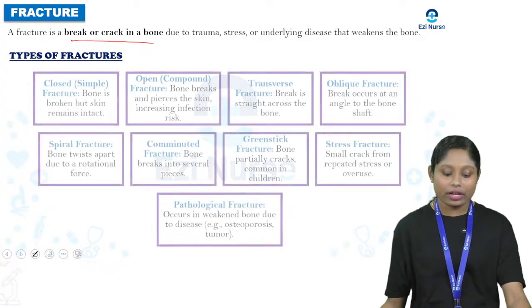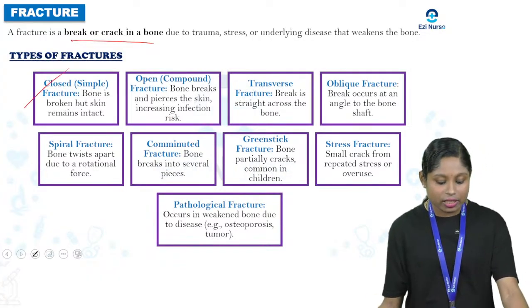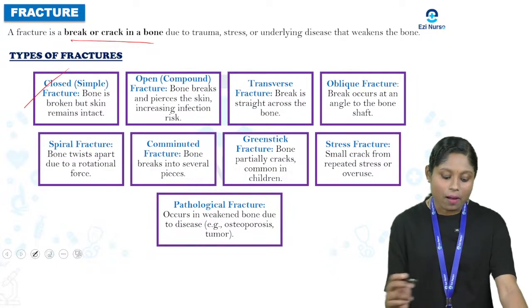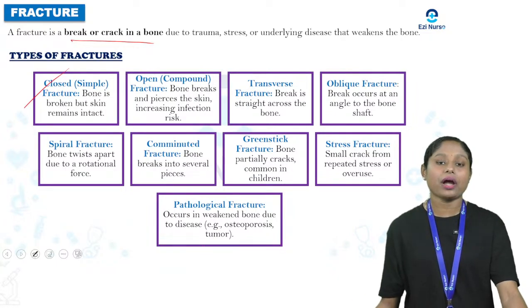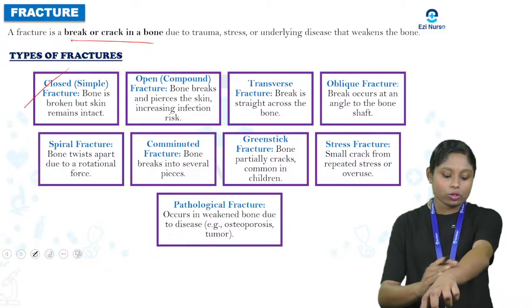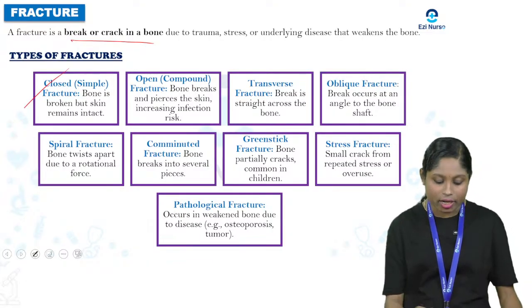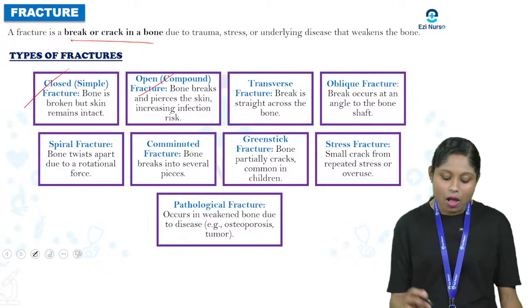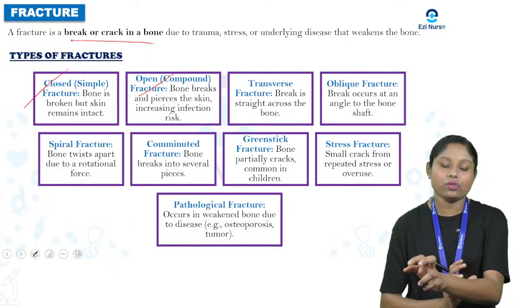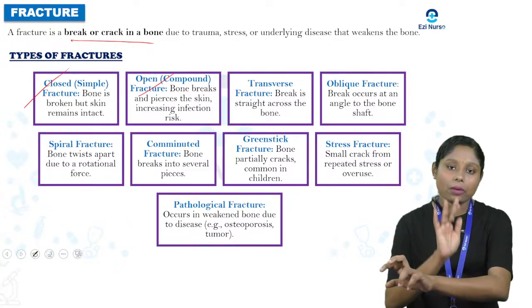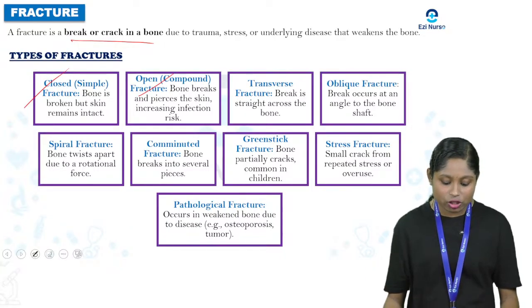So what are the types of fracture here? Closed fracture, also known as simple fracture. The bone is broken but the skin remains intact. So we can't see it from the outside, the skin remains intact but the bone is broken. Open or compound fracture, the bone breaks and presses through the skin. We can see the bone come out of the skin, increasing infection risk.